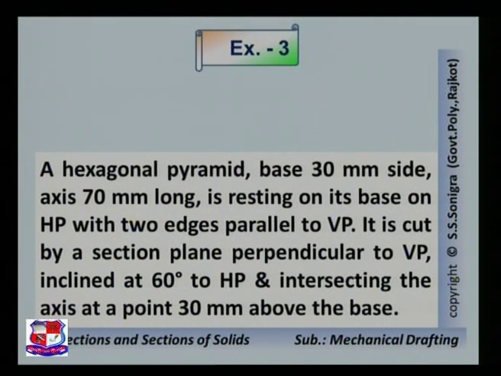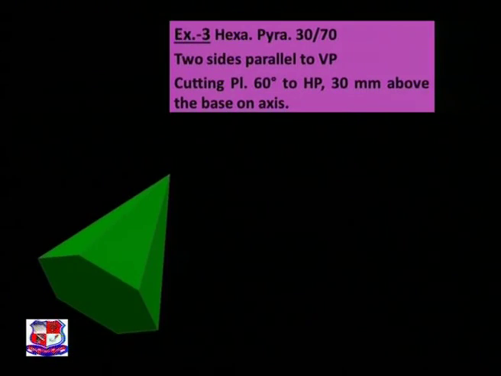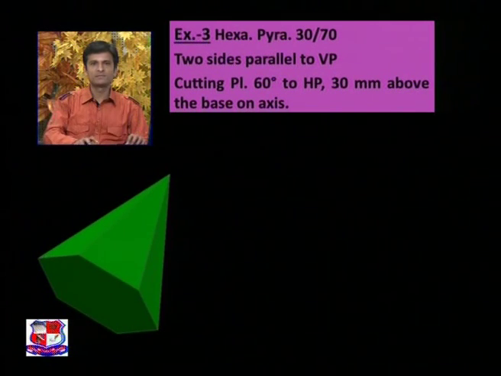A hexagonal pyramid, base 30 mm side and axis 70 mm long, is resting on its base on HP with two edges parallel to vertical plane. It is cut by a section plane perpendicular to VP, inclined at 60 degree to HP and intersecting the axis at a point 30 mm above the base. So here the pyramid is given. The brief data could be written like this: hexagonal pyramid 30 by 70, two sides parallel to vertical plane, cutting plane 60 degree to HP and 30 mm above the base on the axis.